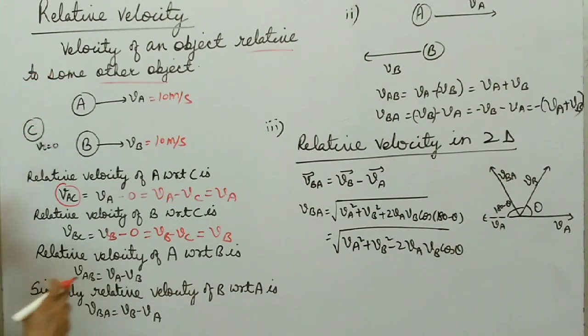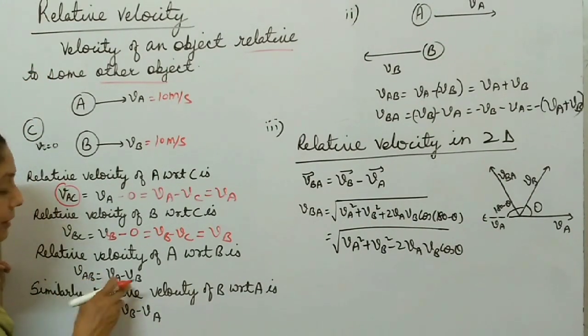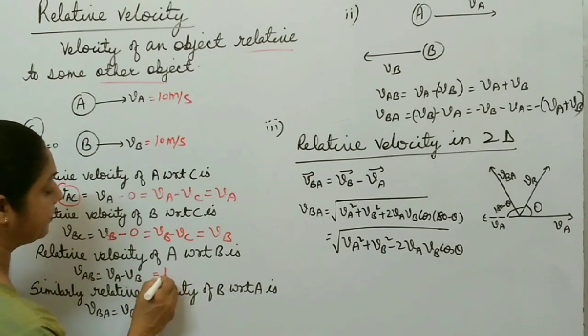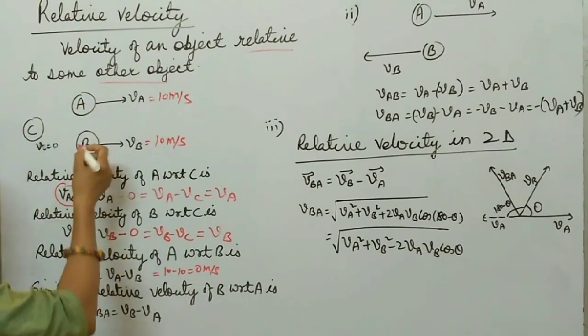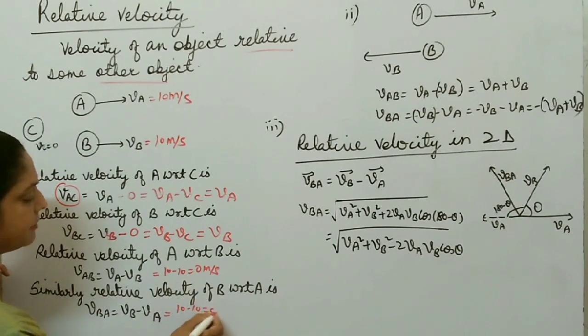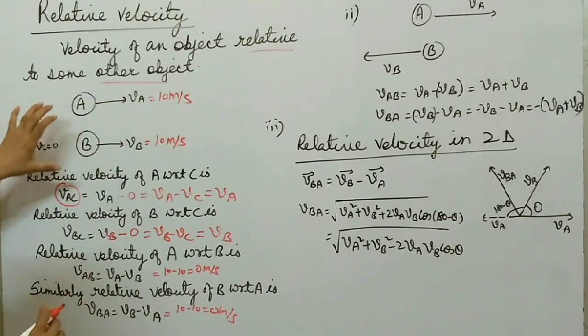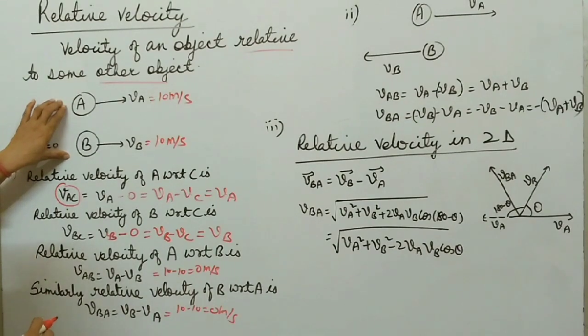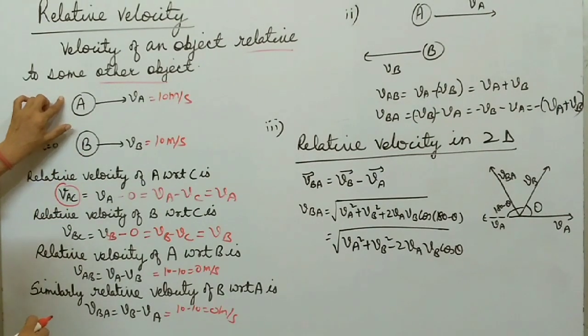So when B observes A, the velocity of A with respect to B is VA minus VB. VA minus VB is what? 10 minus 10, 0 meter per second. In the same way, when A observes B, the velocity of B with respect to A is VB minus VA, again 10 minus 10, 0. It means what? Both are moving with the same velocity and parallel to each other, in the same direction. So both are at rest with respect to one another. A assumes that B is at rest and B assumes that A is at rest, right?